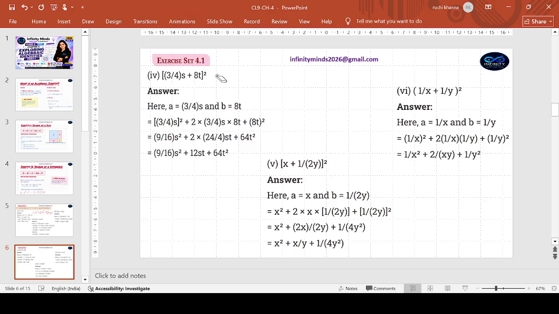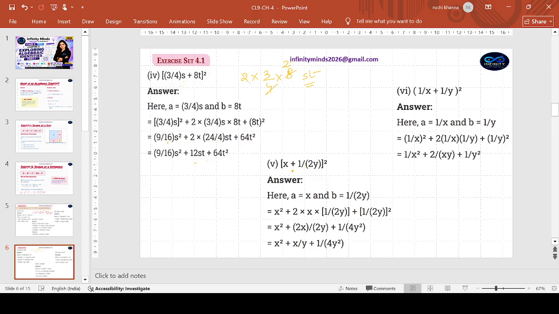Another one to practice. 3 by 4 s plus 8t square. So square of 3 by 4, 3 3s are 9, 4 4s are 16, 8 8s are 64. 2 into a into b you can do, and the answer shall of course contain s and t. 4 2s are 8, 2 2s are 4, 3 4s are 12, st. Okay. I hope you try them out before looking at the solution. In fact, if you try them out, you will find them easier.